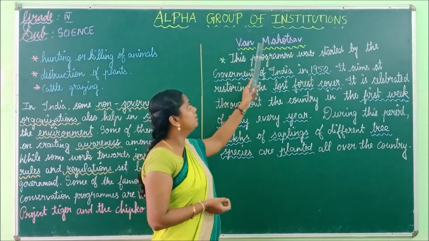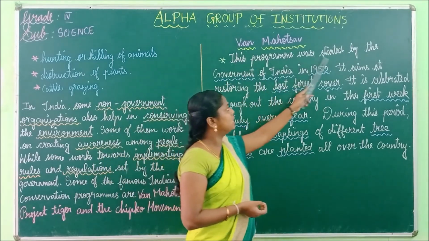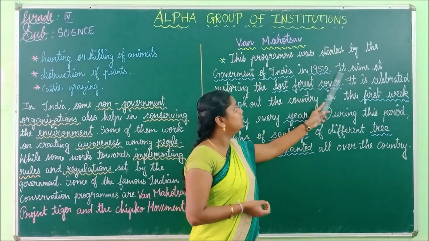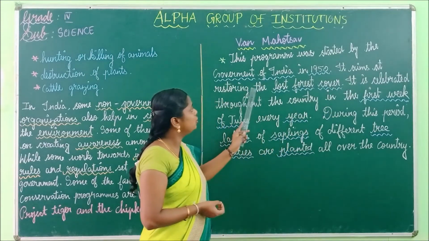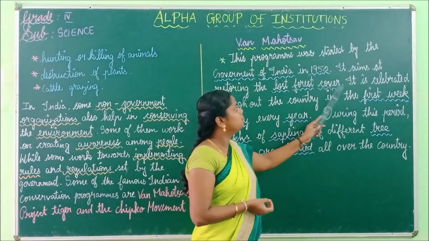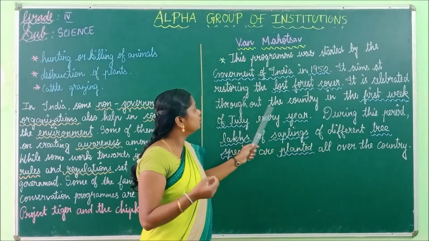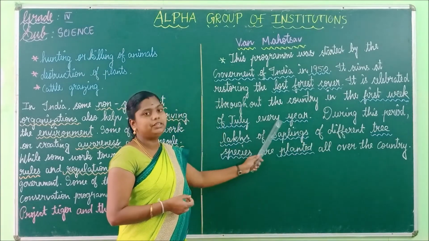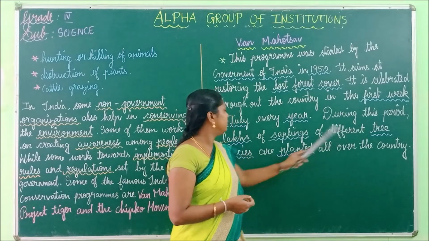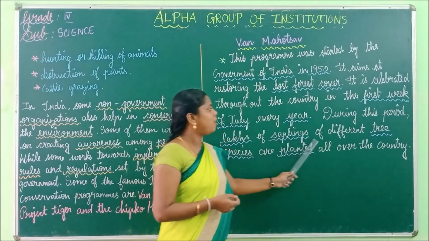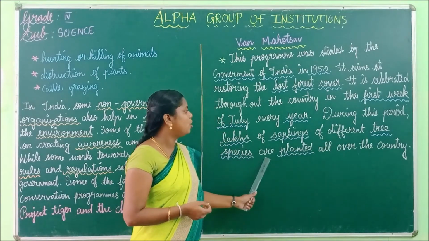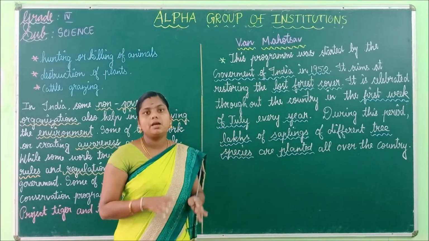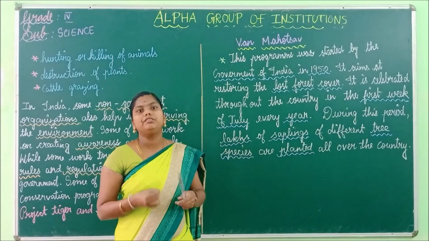So Van Mahotsav means this program was started by the Government of India in 1950. It aims at restoring the lost forest cover. It is celebrated throughout the country in the first week of July every year. During this period, lakhs of saplings of different tree species are planted all over the country. So this program is mainly done for reforestation.